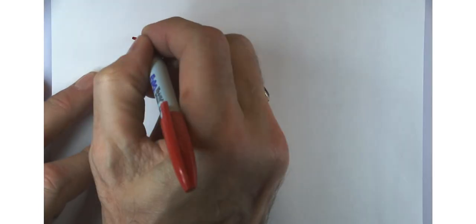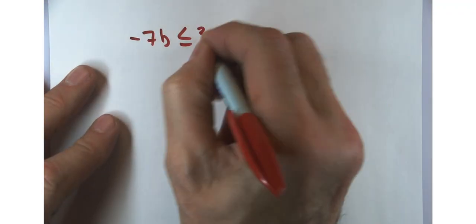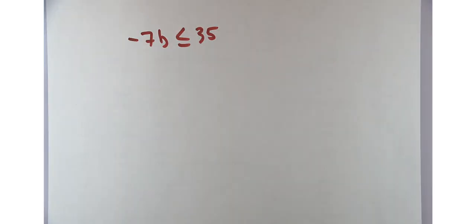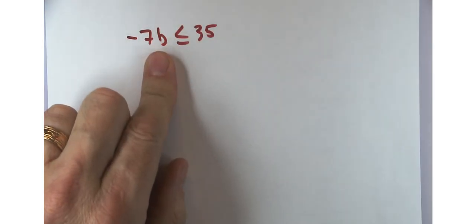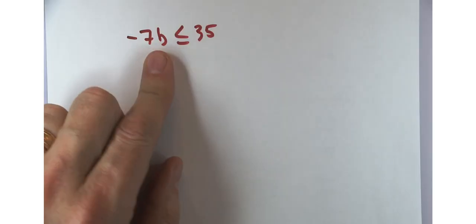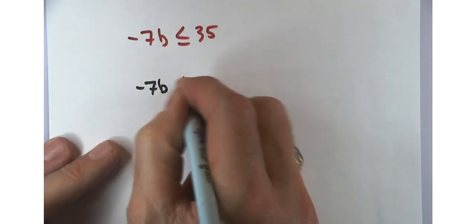The first question I got is about something like this. Negative 7b is less than or equal to 35. So you're asked to solve and presumably graph an inequality. Now I like this one because it's asking you to deal with something that has a negative coefficient here. To solve this one, what do you think you do?